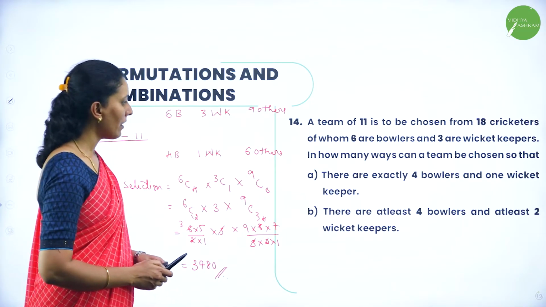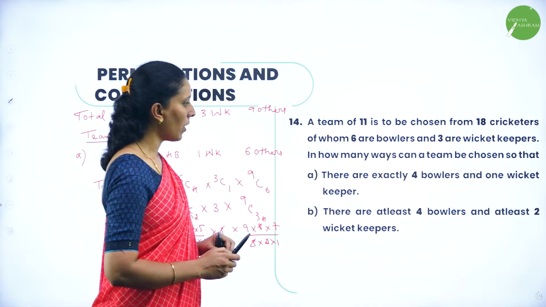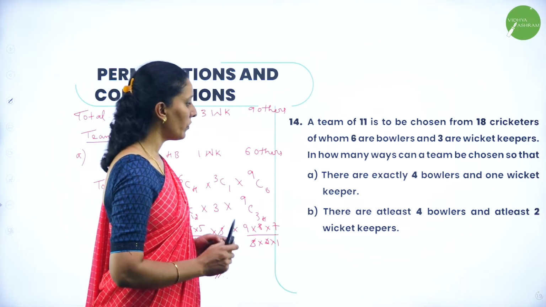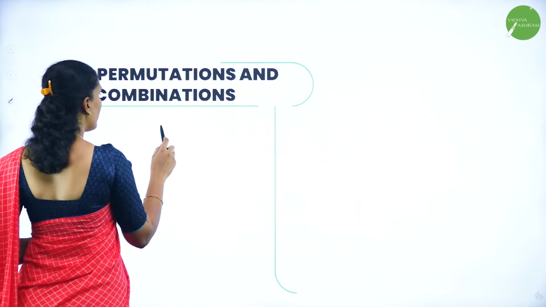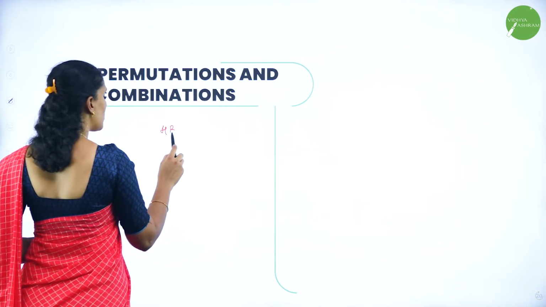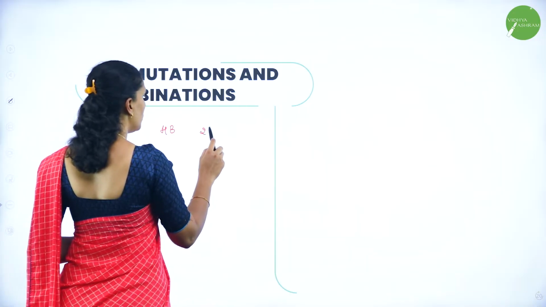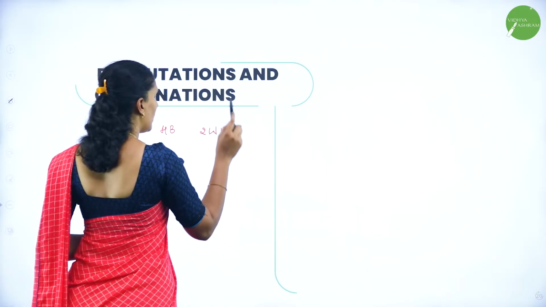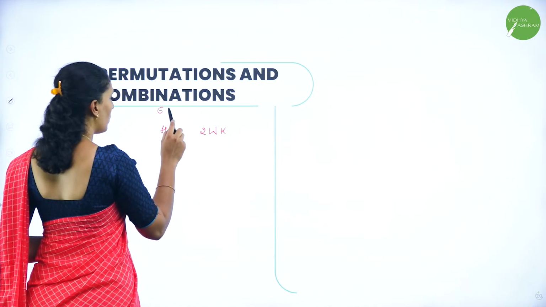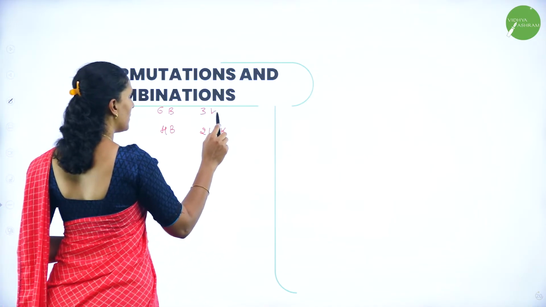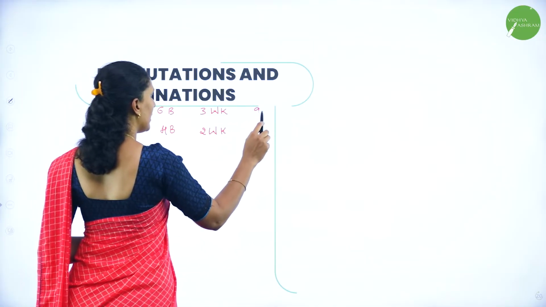So next they have asked there are at least 4 bowlers and at least 2 wicket keepers. So let's see now. So minimum we need to select 4 bowlers and 2 wicket keepers, and we need to form a team of 11 here, but here we have 6 bowlers, 3 wicket keepers and 9 others.